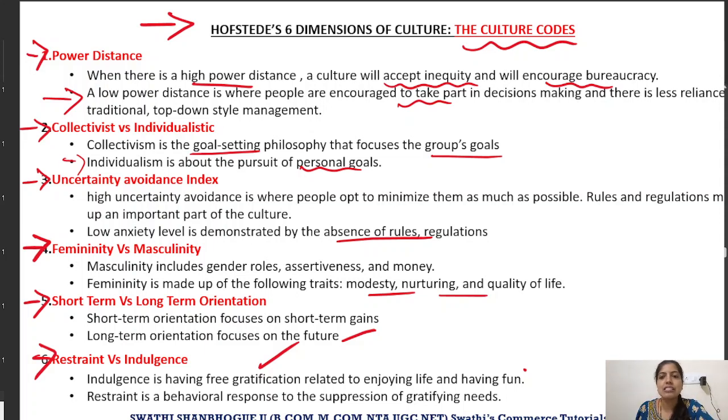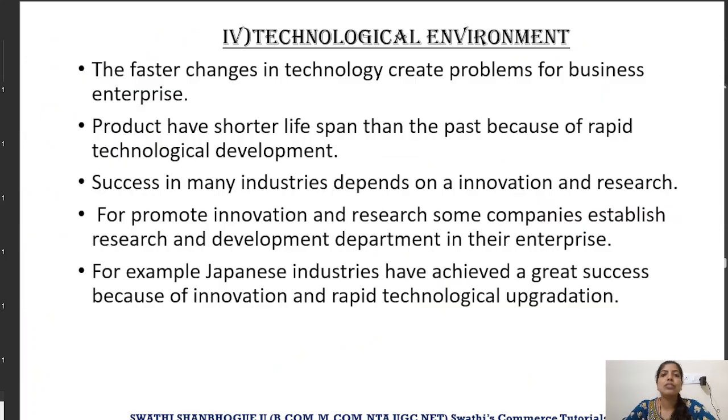So that is why these cultural codes have been given to business enterprises, so that they can keep in mind and follow all these six cultural codes in order to run in a better manner. So this ends the socio-cultural environment.